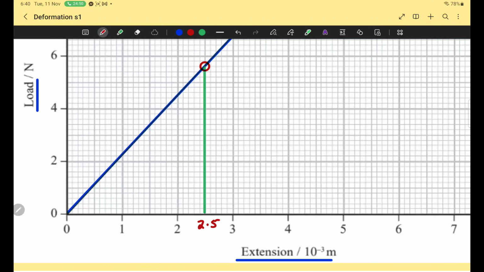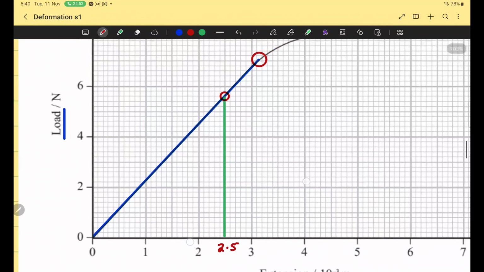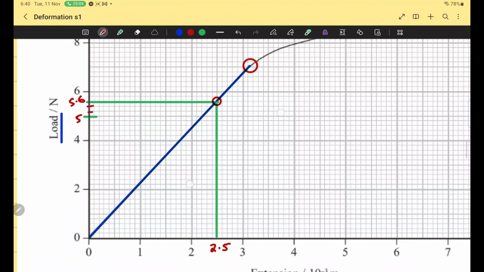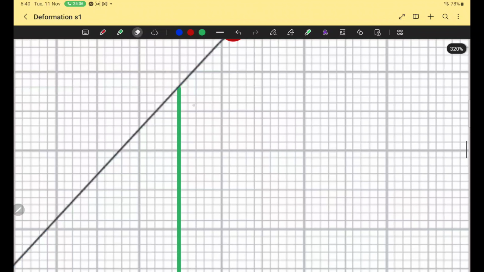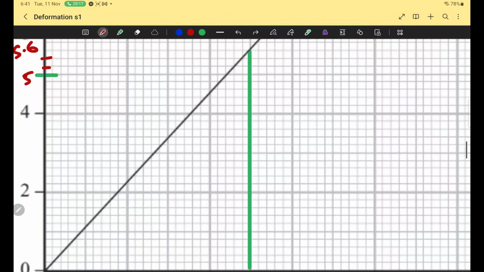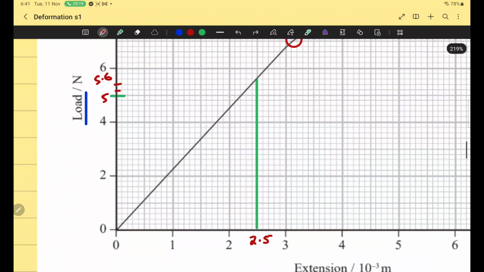You can pick any point, okay? So this is the extension, and what is the force? So force is here, okay? And I think the force is 5.2, 5.4. I think it is 5.6. I think it is the third division. Let me check. It is 5, 5.2, 5.4, 5.6. Yes, it is 5.6. So I am right, it is 5.6.